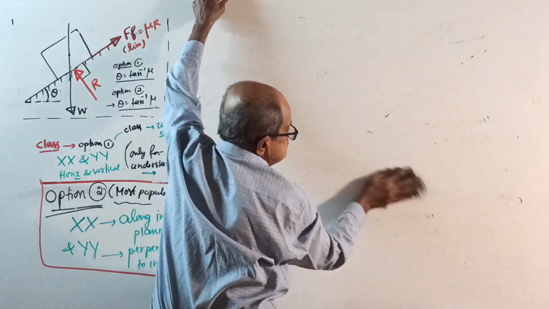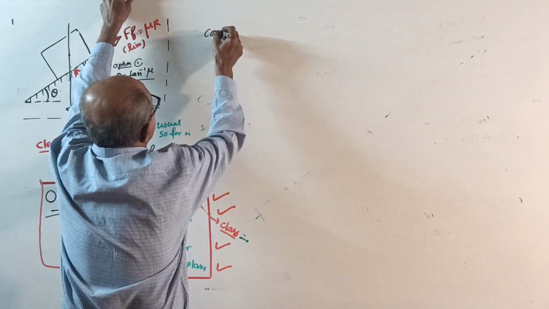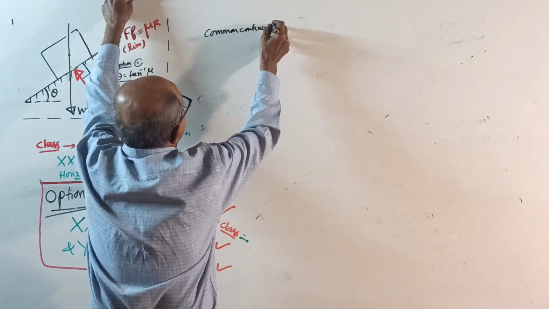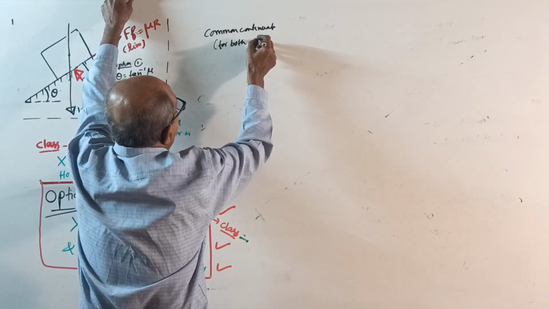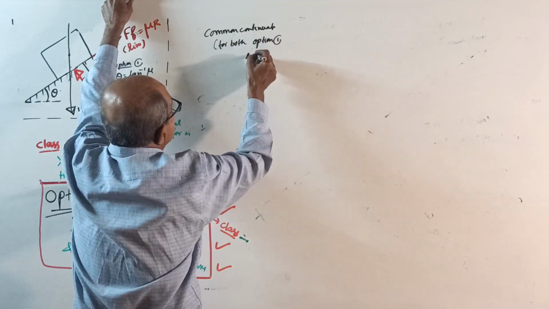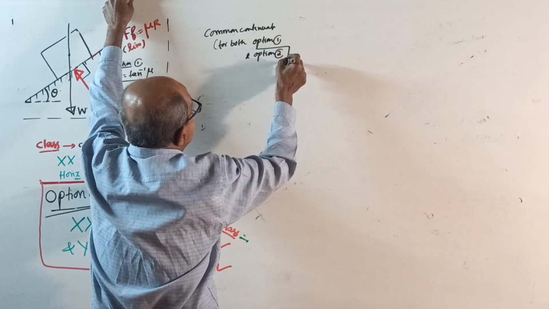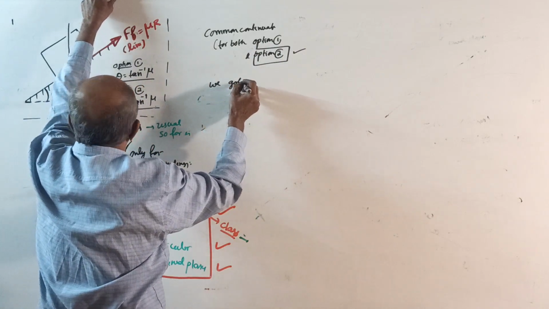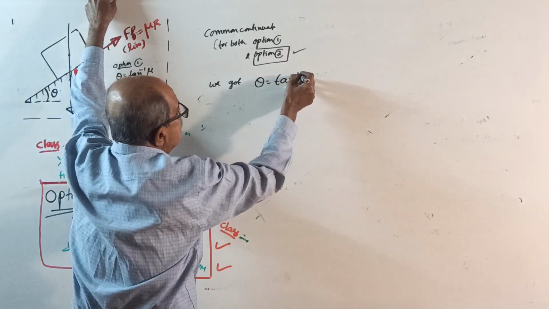Now, see, common continuation for both option 1 and option 2. Of course, option 2 is the most important. Okay. We got theta equal to tan inverse mu.